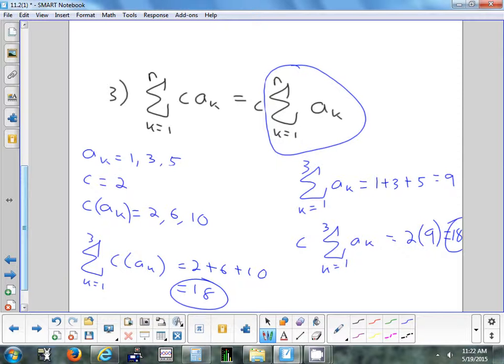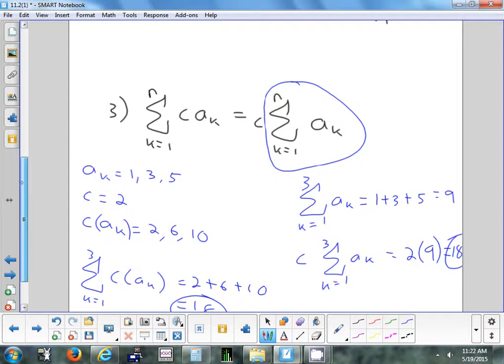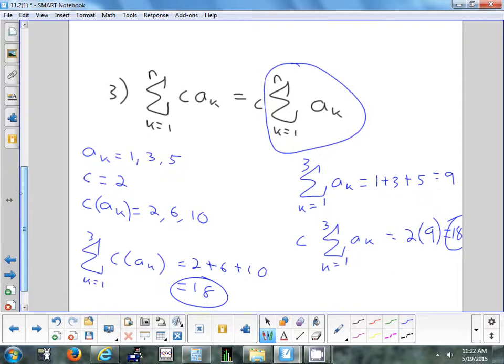I think the way on the right's a little faster, because then you don't have to distribute C to every term. You just add everything up and multiply it one time. So those are our basic rules for summations that we're going to use.